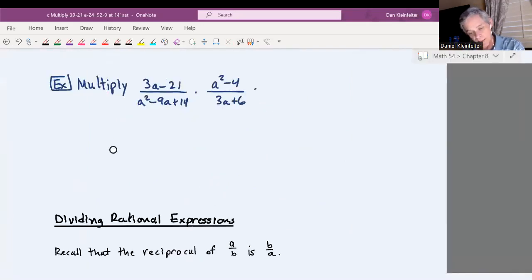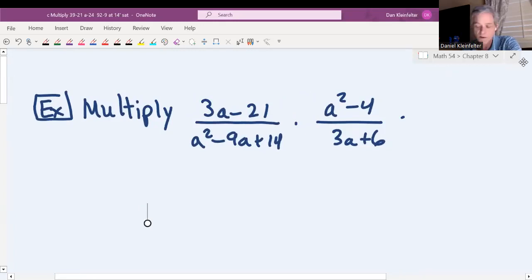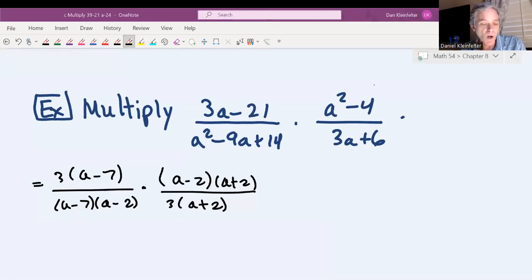There's a couple more multiplying to do. So once again, take a minute, pause the video, try this one yourself, restart it, and see how you did. All right, while you were working, I went ahead and factored this.